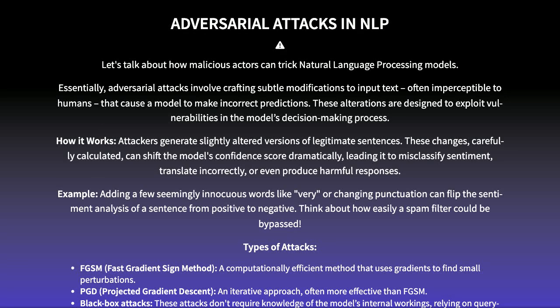Okay, let's dive into a slightly darker side of NLP: adversarial attacks. Basically, someone can create tiny changes to text that are practically invisible to us, but they completely throw off an NLP model. It's like a clever trick. These attackers craft subtle alterations to sentences, exploiting weaknesses in how these models make decisions. For example, adding just one or two words can dramatically shift sentiment analysis, turning a positive review into a negative one.